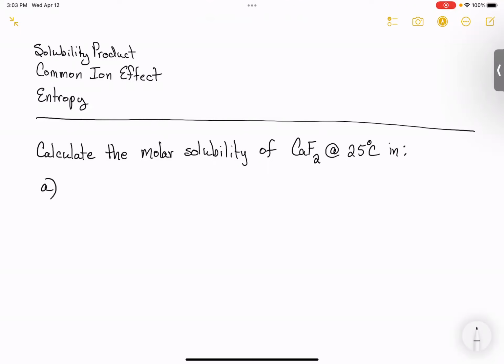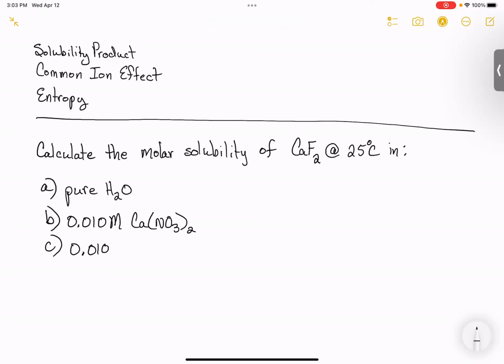The first solution is pure water. The second solution has the calcium fluoride dissolving in 0.010 molar calcium nitrate. And the last one dissolves it in 0.010 molar potassium fluoride.